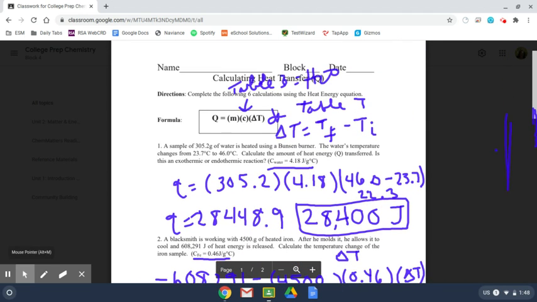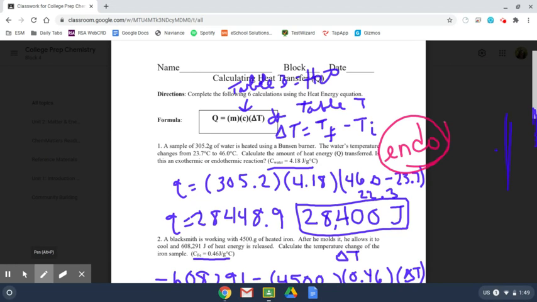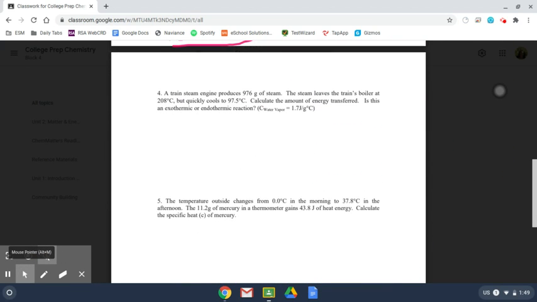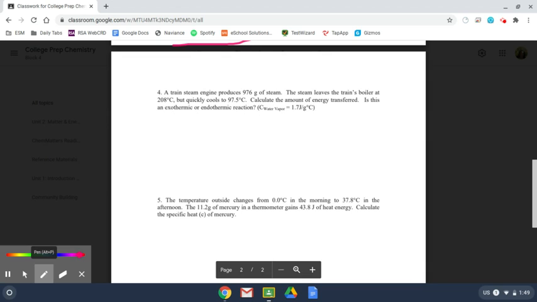That first question, is it endothermic or exothermic? Well, seeing how it's a positive Q, this means endothermic. Negative Q would be an exothermic. All right, so back to this one. So we are solving for Q again.